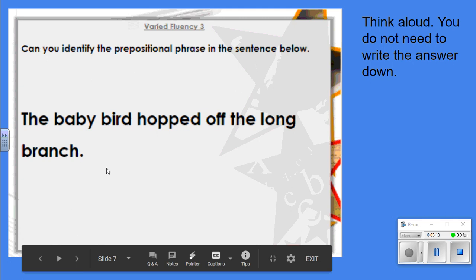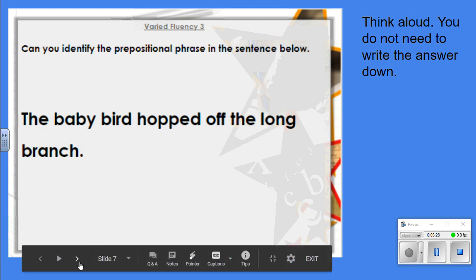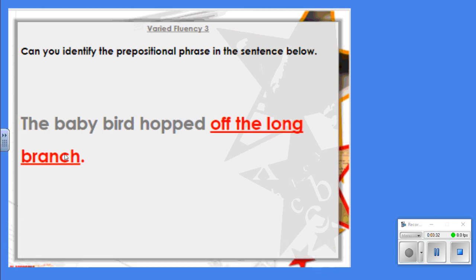Okay, something a little bit different here. We've got a sentence, the baby bird hopped off the long branch. What I'd like you to do is work out which part of this sentence is the prepositional phrase. If you need a little bit of time, just pause the video. Okay, and we'll look at the answer together. Off the long branch is the prepositional phrase.